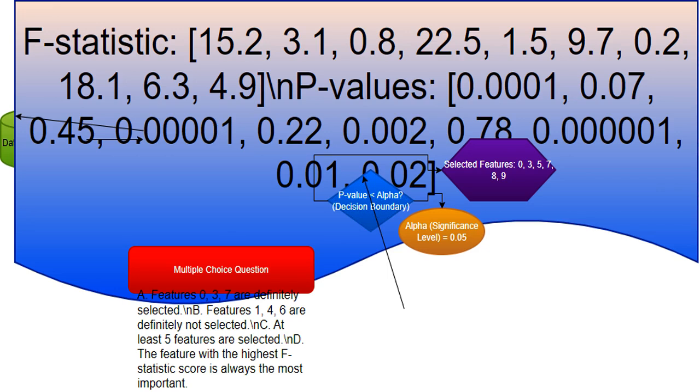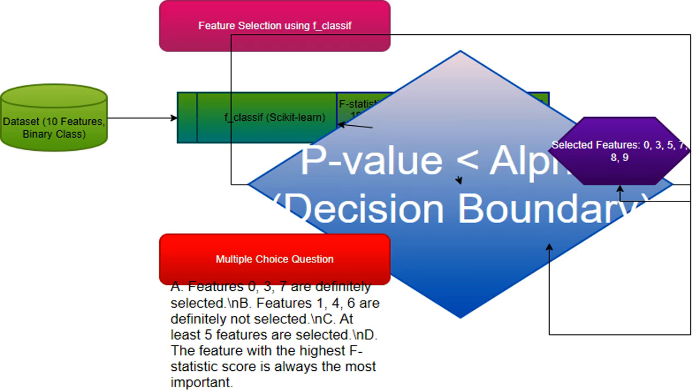After comparing the p-values to my alpha, I've selected features with indexes 0, 3, 5, 7, 8, and 9 as significant. These features are deemed statistically important for my classification task.